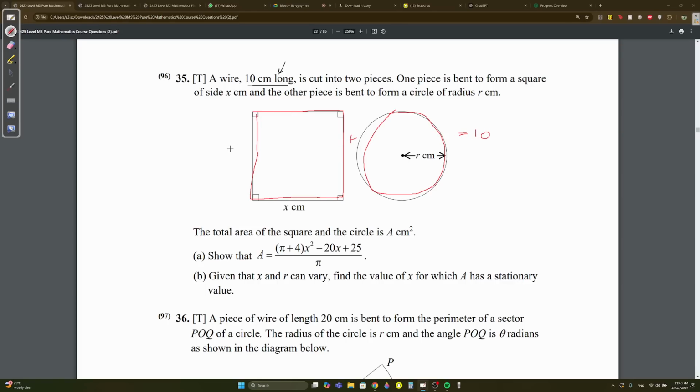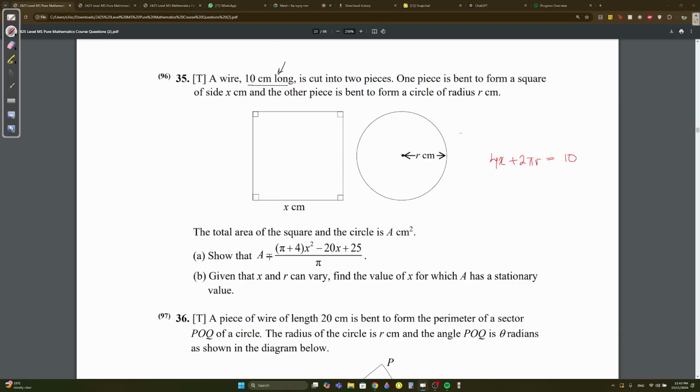What is the length of all of this? If this is x, this is x, this is x. It's the perimeter of a square, which is 4x, right? What's the length of all of this? Is the circumference of the circle, which is what? 2 pi r. You guys know the circumference of the circle is 2 pi r. So 4x plus 2 pi r is equal to 10. Okay, this is our first given. We're gonna write this as our first equation.